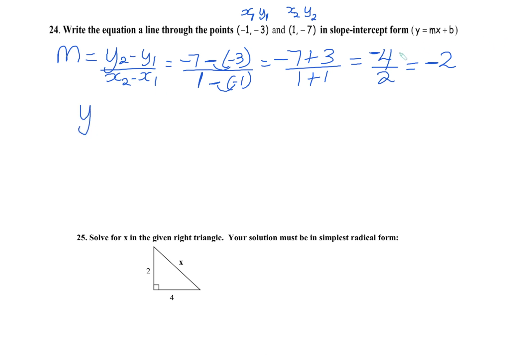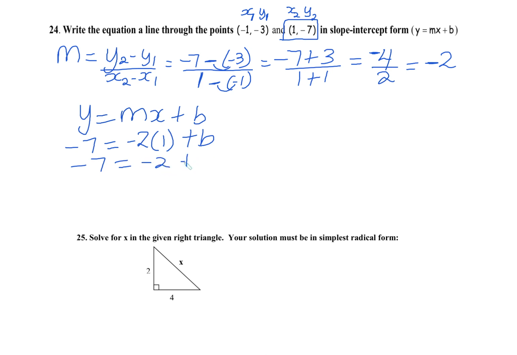I'm now going to take my equation of the line, which is y equals mx plus b, which is in slope-intercept form. Now I'm going to pick a point. Alright, I'm going to choose this one. The reason I'm choosing this one is because it only has one negative. So this is my x and this is my y. So y here is negative 7. I found my slope, which is negative 2. My x value is 1. And now I'm going to find b. So this will be negative 7 equals negative 2 plus b. Solving for b, I'm going to add 2 to both sides. This goes. So b equals negative 5.